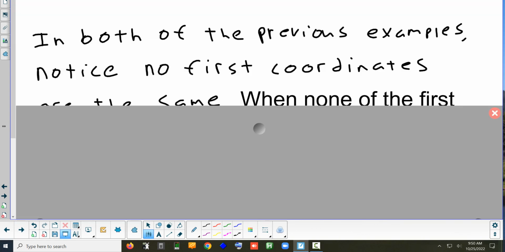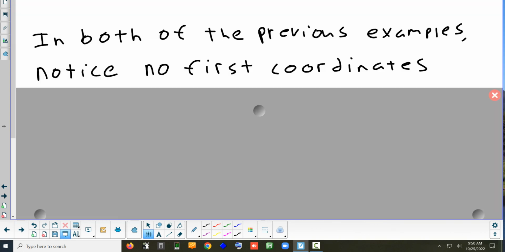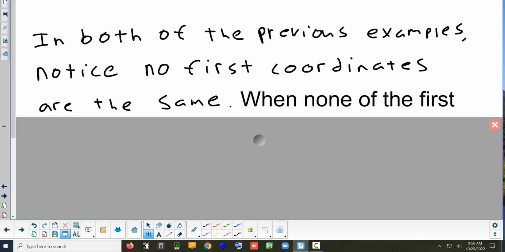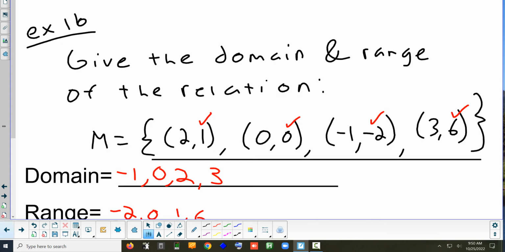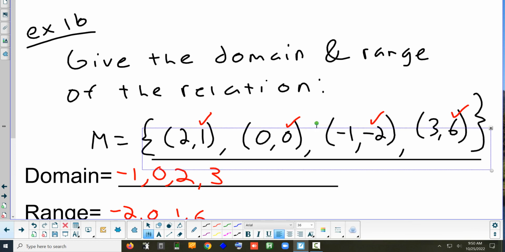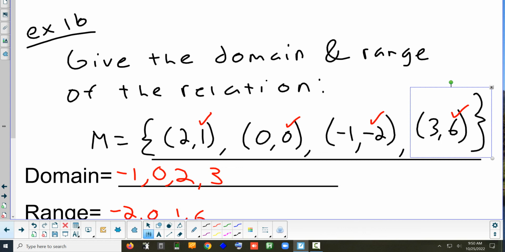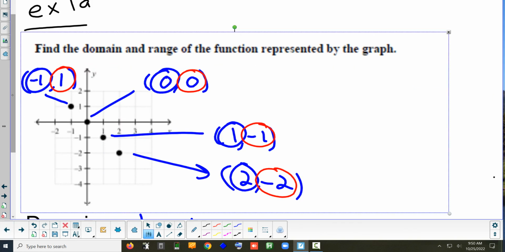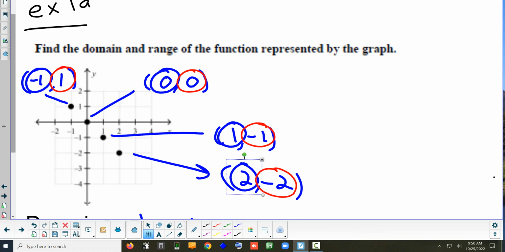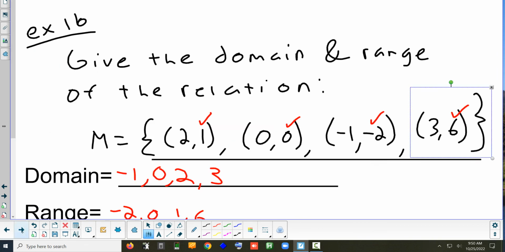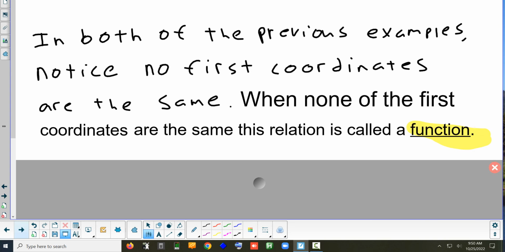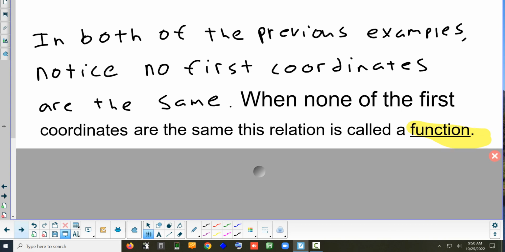So if you look at both of our first examples, the first coordinate never repeated. The first number in each coordinate never repeated. And when that happens, that's something special. We had a 2, a 0, a -1, and a 3. No repeats. The other example we did, -1, 0, 1, 2. No repeats. When you don't have any repeats in the first coordinate, that relation is something special. That's called a function.